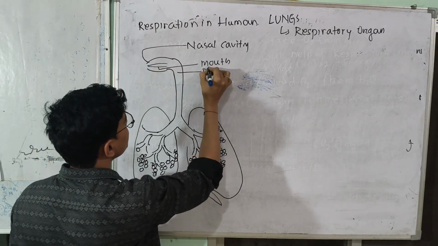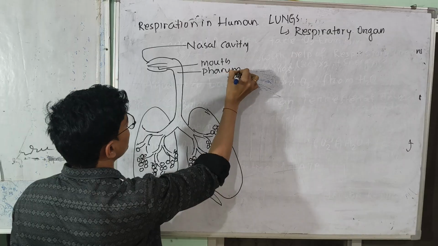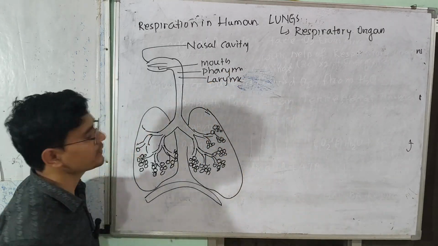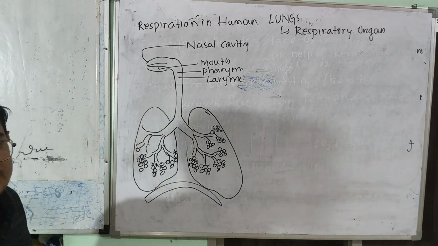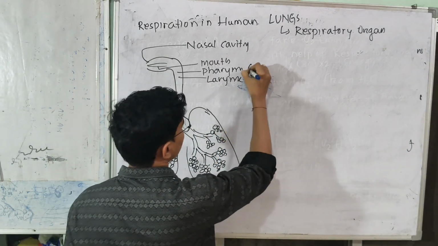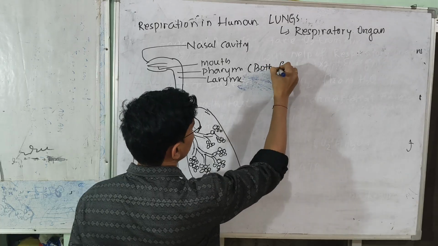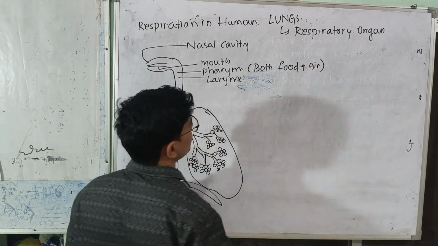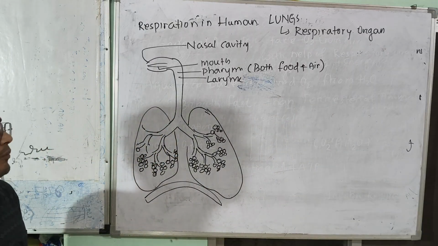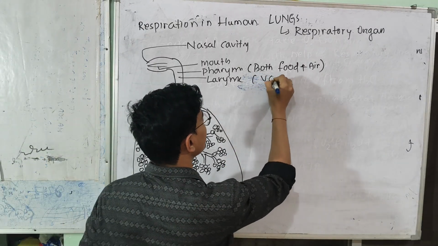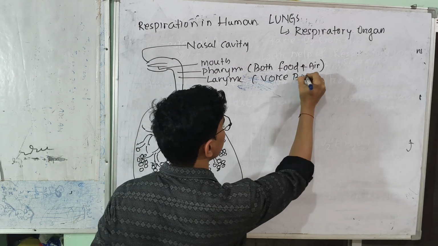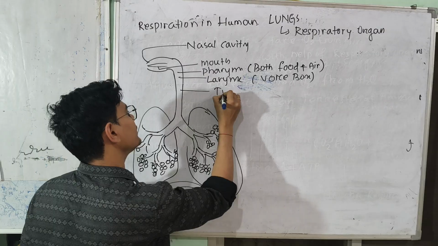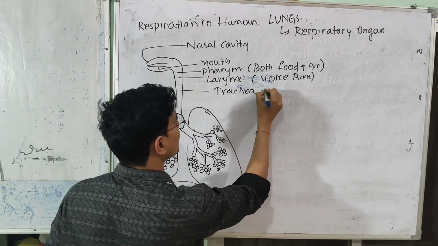This is the pharynx. Next, the larynx. The pharynx is both the food and air pathway. The larynx is the voice box, so it is called the voice box. This is the windpipe, the trachea, also called the windpipe.